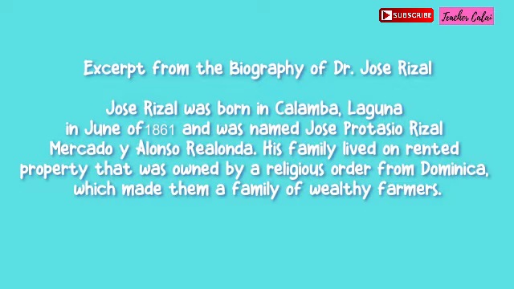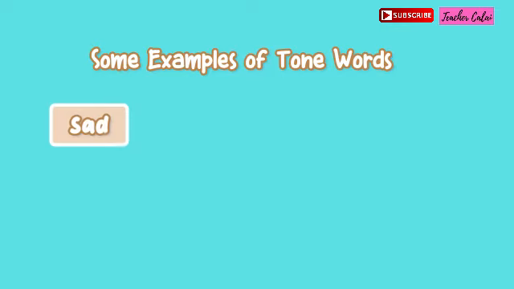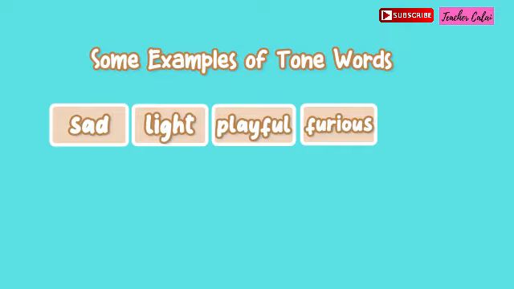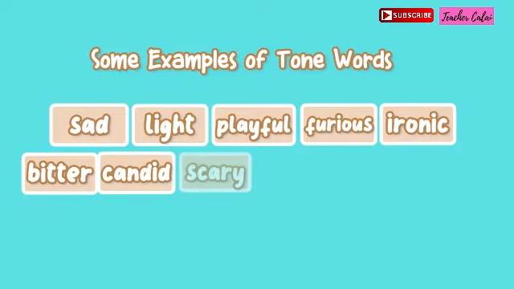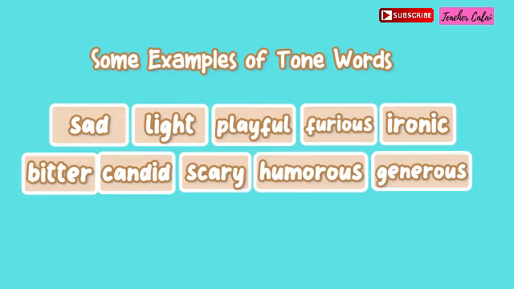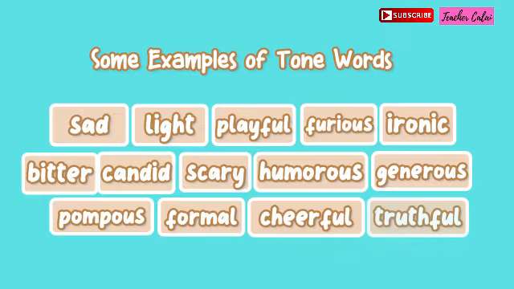The tone of the author in the biography of Dr. Jose Rizal is truthful because it gives us true information or facts about the life of Dr. Jose Rizal. Some examples of tone words are sad, light, playful, furious, ironic, bitter, candid, scary, humorous, generous, pompous, formal, cheerful, and truthful.